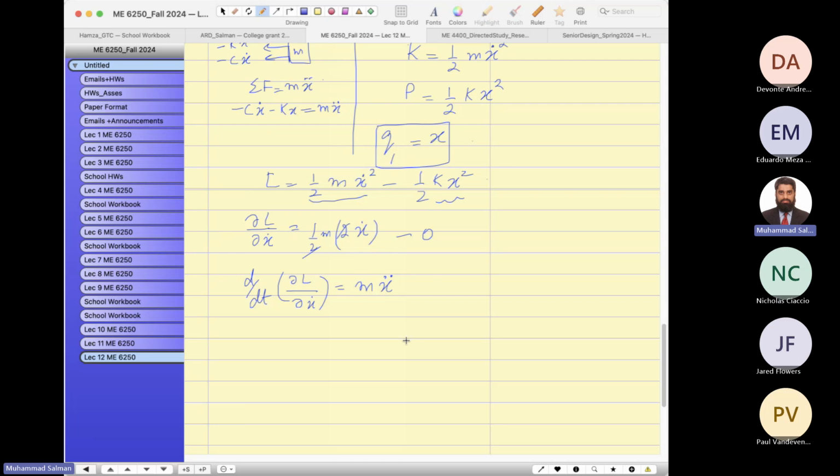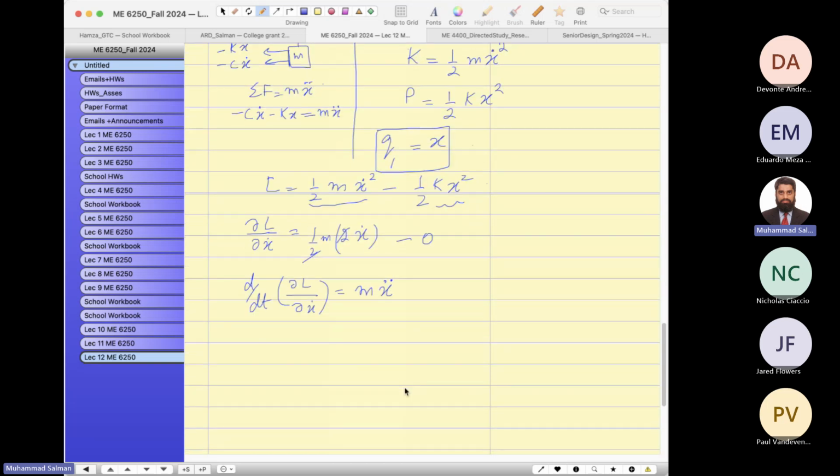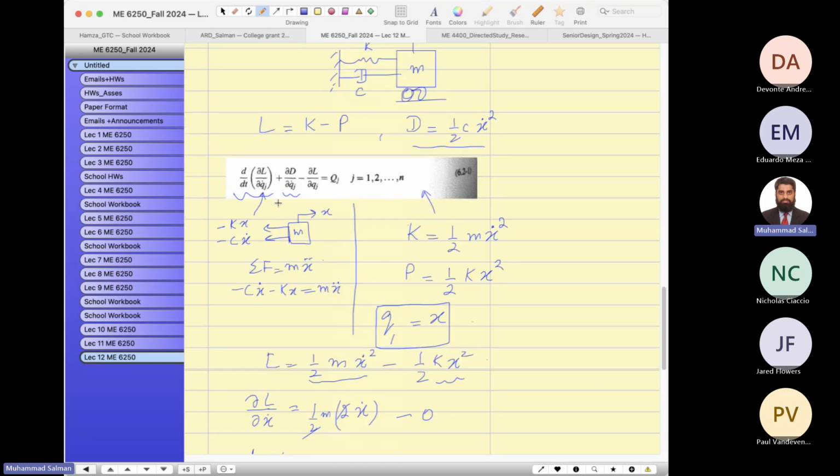And now let's talk about the second term over here. This is our partial by partial q dot, so we have to do partial by partial x dot of the dissipation energy. So let's take partial by partial x dot of half c x dot square. One half is constant outside the partial sign. So c two times x dot. So you're left with c x dot for the second term here.